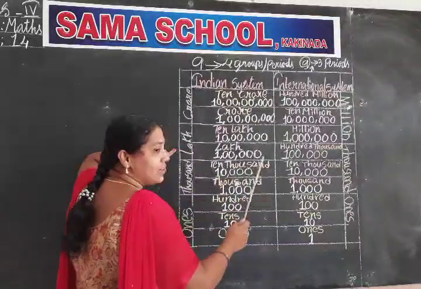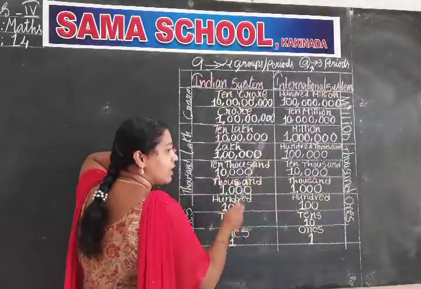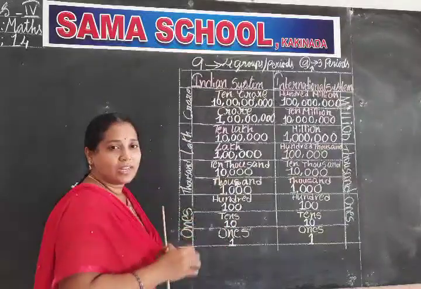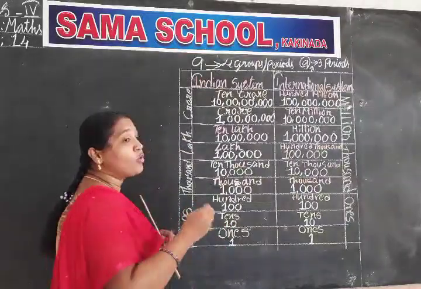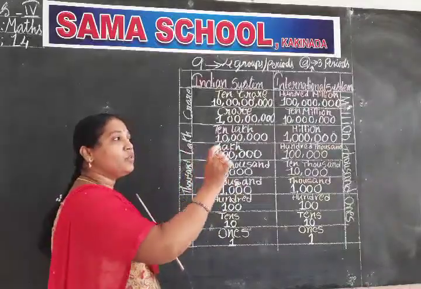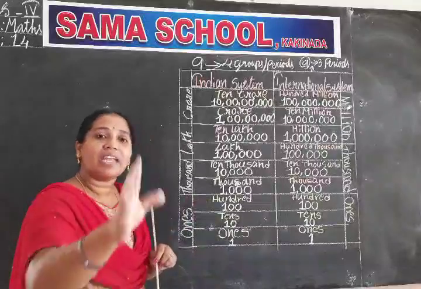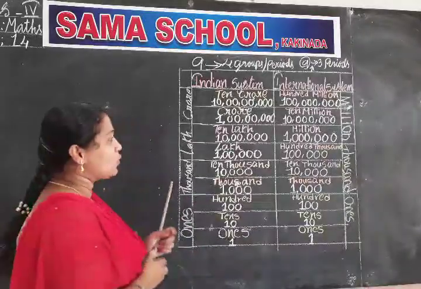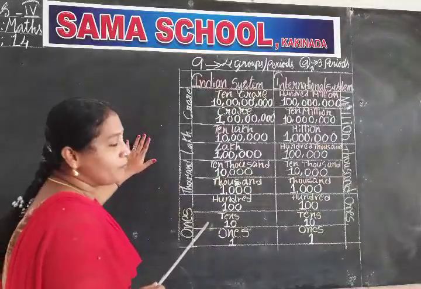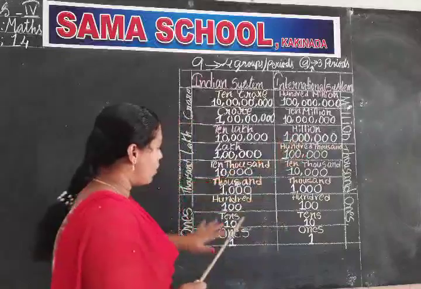You have to learn it one or more times. If you know the place value chart, then you can write the numbers' names very easily. Then you know how to keep commas in the proper place. If you see a number, then you recognize very easily whether it is in the Indian system or the international system. That's why you have to learn this chart. Then you know what the places are in the Indian system and the international system. What are the values?